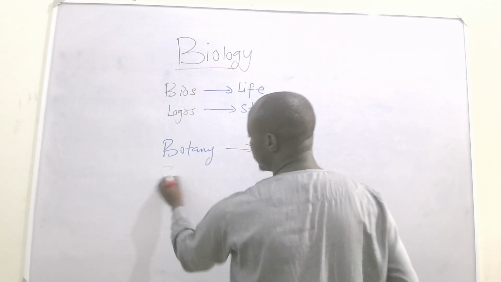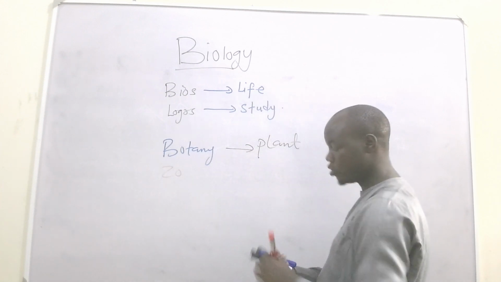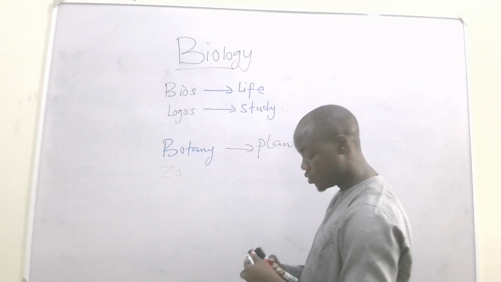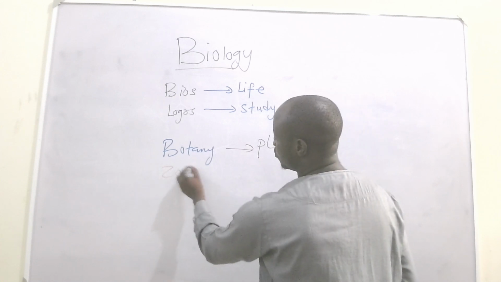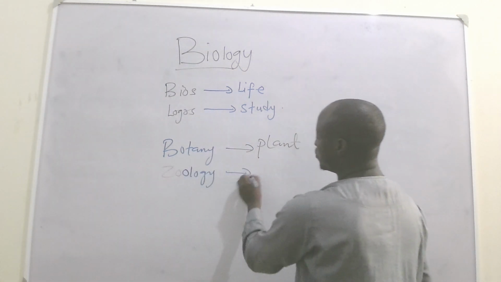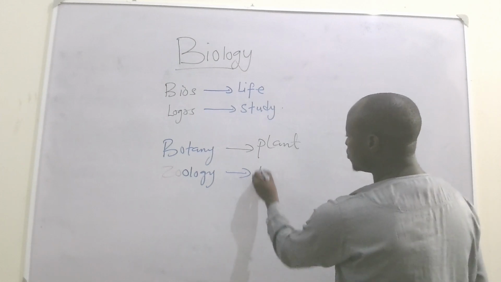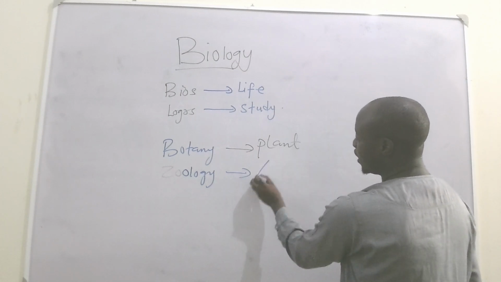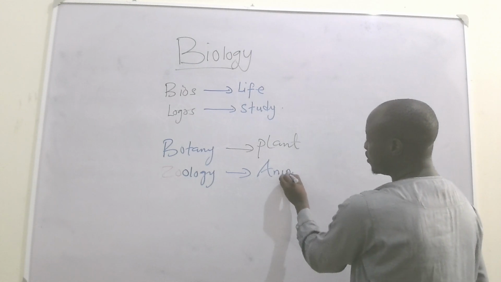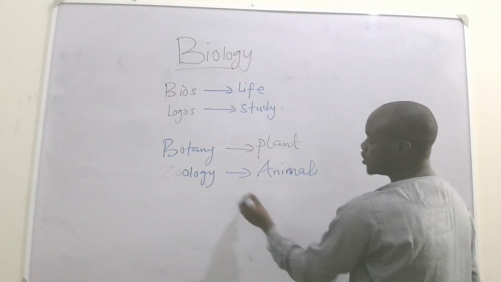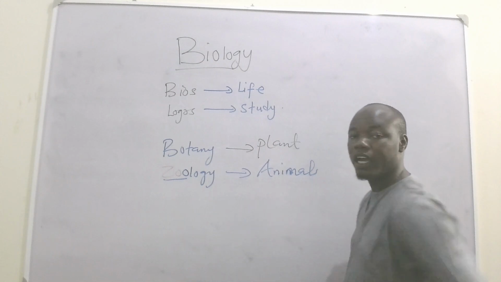And then we have another branch of biology which is called zoology. This is a branch of biology that deals with the study of animals. That is zoology. Zoo means animal.